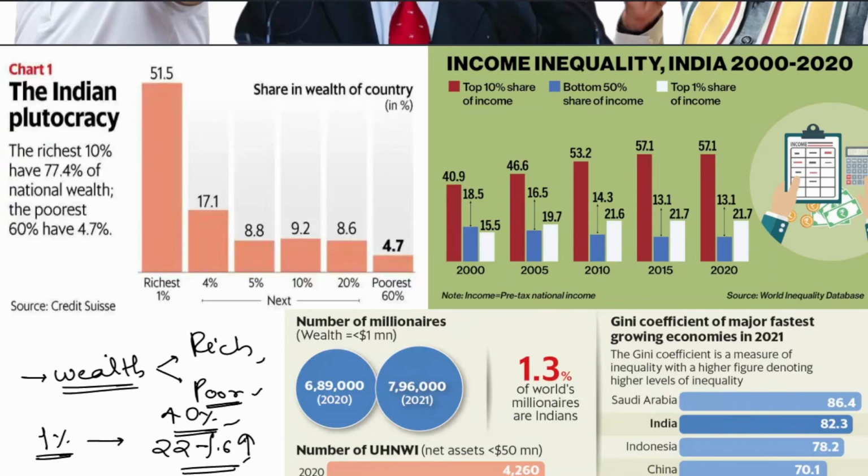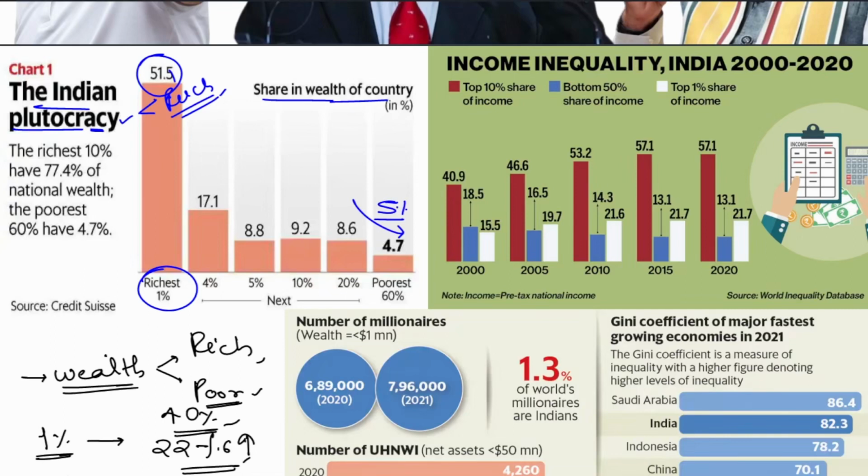All right, so let's see the graphs also. The Indian plutocracy. You can read about various different cracies, aristocracy, plutocracy. Plutocracy is where the power is in the hands of the wealthy or rich. What we are seeing is that the richest 1% have more than 50% of India's share of wealth in the country. All right, so this is very concerning, you can say. And the poorest 60% have less than 5% of the wealth.